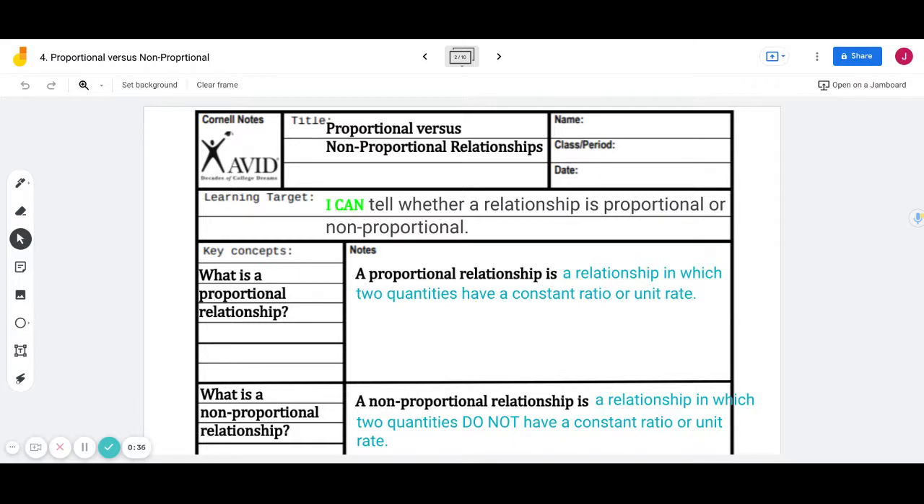What is a non-proportional relationship? A non-proportional relationship is a relationship in which two quantities do not have a constant ratio or unit rate. Pause here if you need to, and you'll understand what those mean more as we go through our examples.